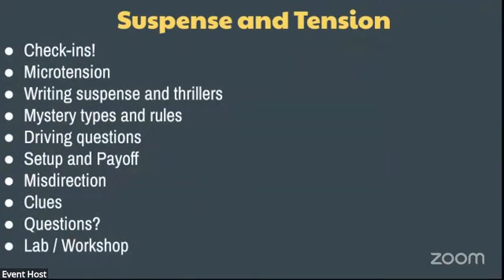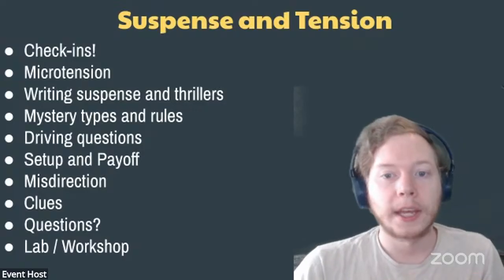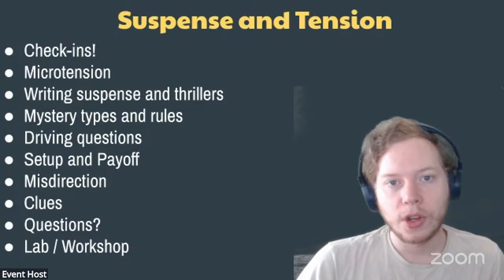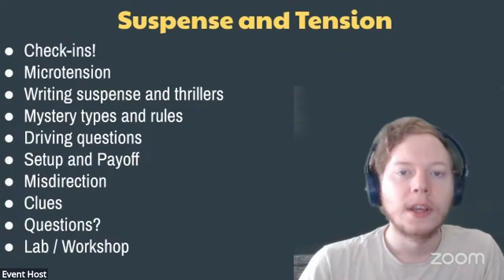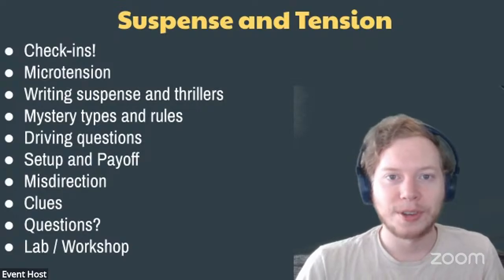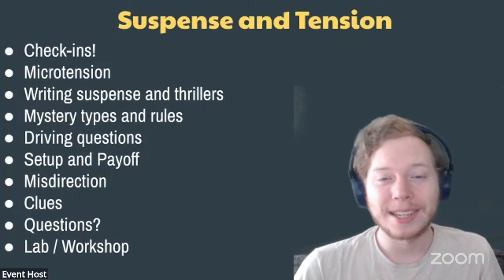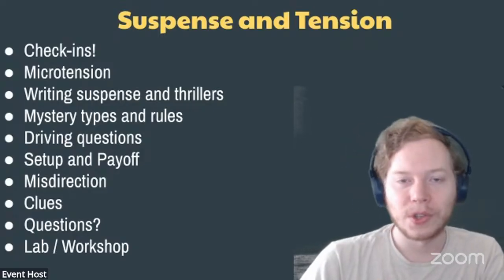So we'll start with check-ins, where we will ask, what is your progress? Are you hitting your word count goals? And if not, is there something getting in the way that you want to ask about or get some help with? We'll look at micro tension, which is mostly drawn from Fire and Fiction by Donald Maass. This is a topic requested by Nacho for a long time now. I've done my best with it. It's a newer idea to me, but I think that looking at some examples today will set the record straight.